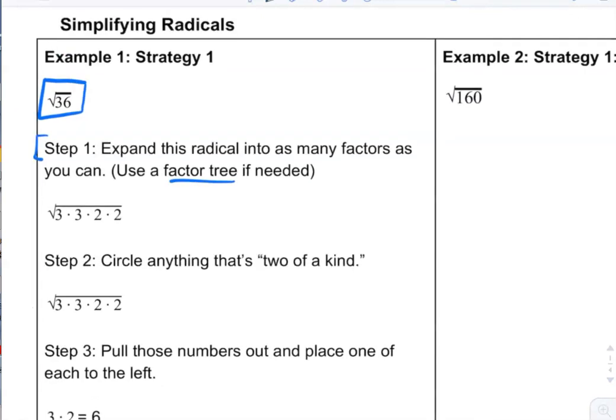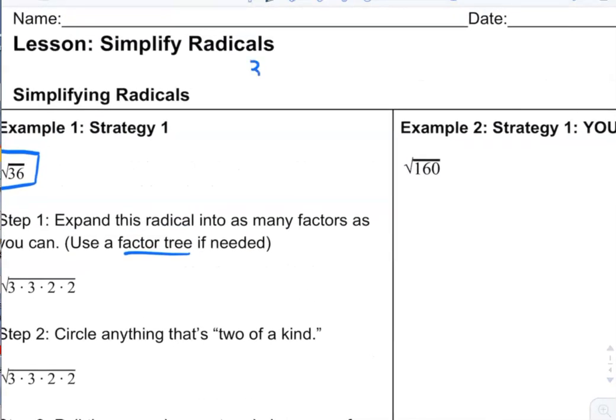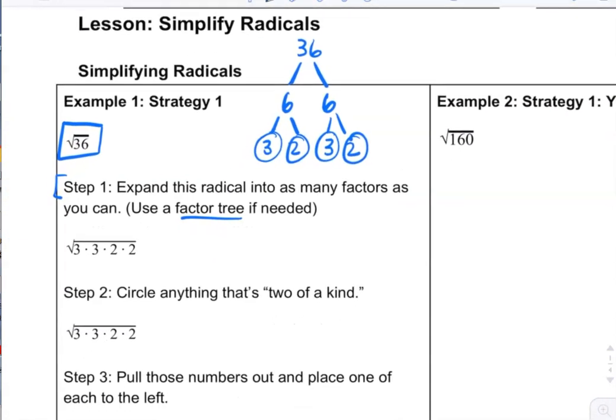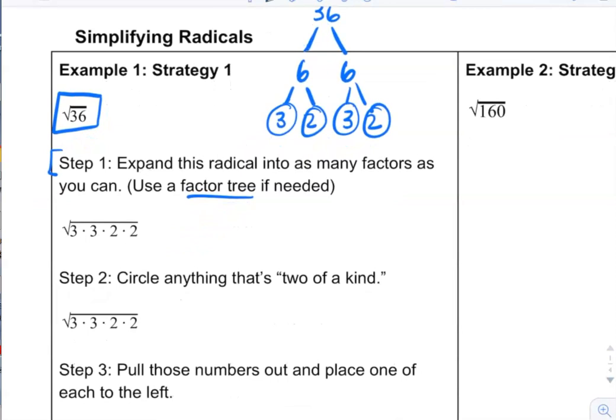So, for instance, if I wanted to do a factor tree of 36, I can think of any two numbers that multiply to 36. I could do 6 and 6, and I can break down 6 to 3 times 2, 3 times 2. And then you just want to focus in on the ends of those branches, and you're going to write them in under your radical sign, or within your radicand. Okay, 3 times 3 times 2 times 2.